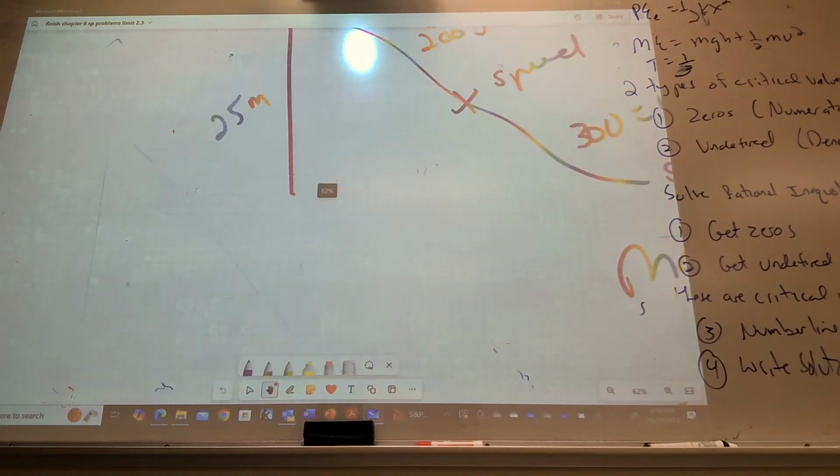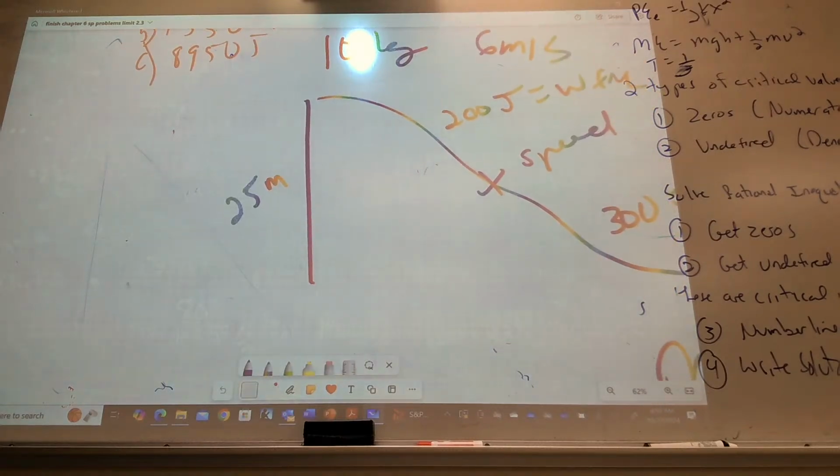Okay, so we have 25 meters up. It's a 10 kilogram mass. It's pushed at 6 meters per second. It loses 200 joules in the first half, 300 joules in the second half. I want to know all the usual things. Right in the middle, it's losing 200 joules in the first half, 300 joules in the second half.